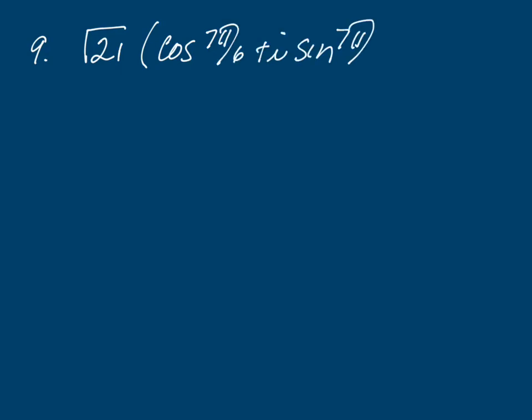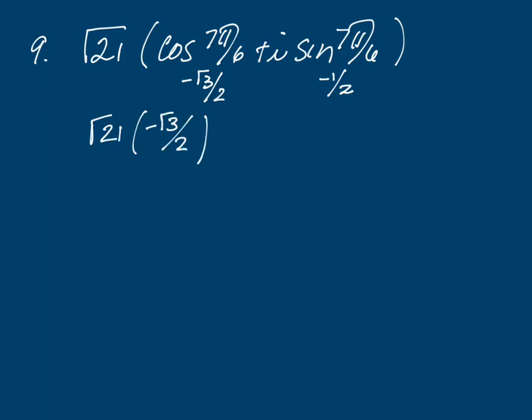You have the square root of 21 out on the outside, and then you have cosine 7 pi over 6 plus I sine 7 pi over 6. Now 7 pi over 6 is in the third quadrant, so both things are negative. This would be negative square root of 3 over 2, and this would be negative 1/2. So I have square root of 21 times negative square root of 3 over 2 plus square root of 21 times I and negative 1/2.